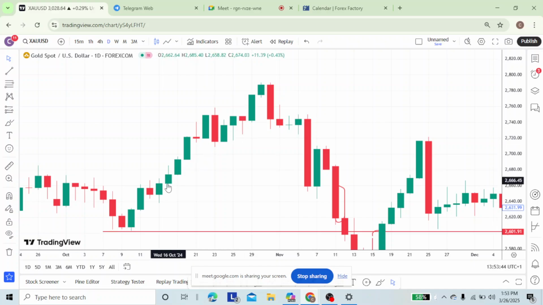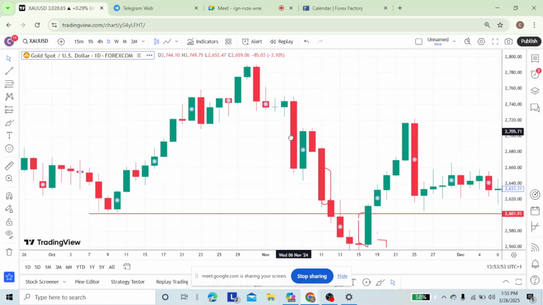Where this small bearish volume. Yeah, this is the bearish engulfing we have here, beside it. Yeah, this is bearish engulfing.